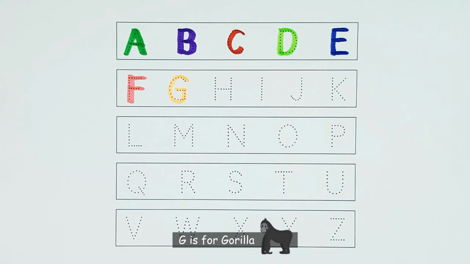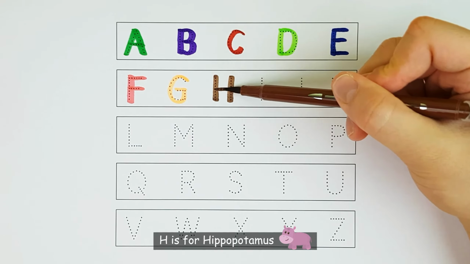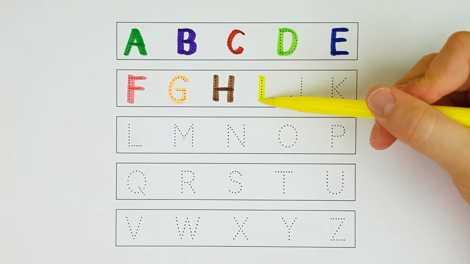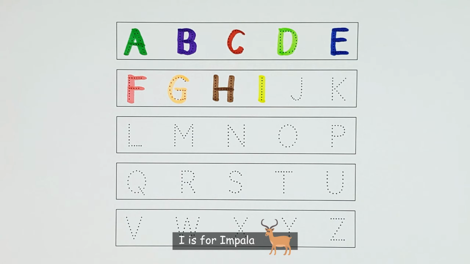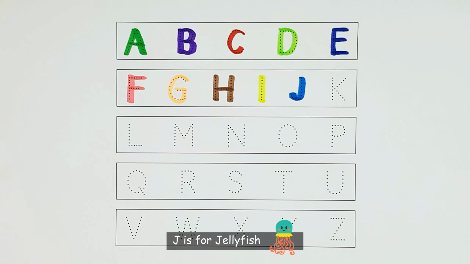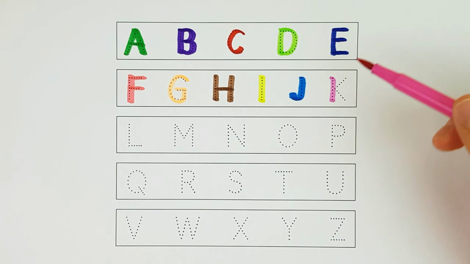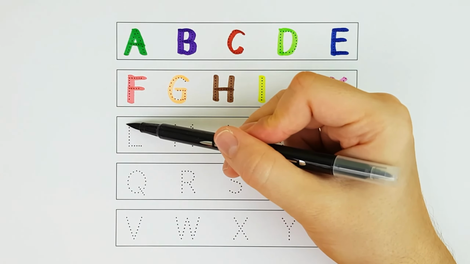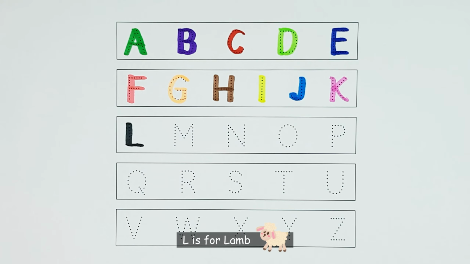G is for gorilla. G. H is for hippopotamus. H. I is for impala. I. J is for jellyfish. J. K is for kiwi. K. L is for lamb. L.